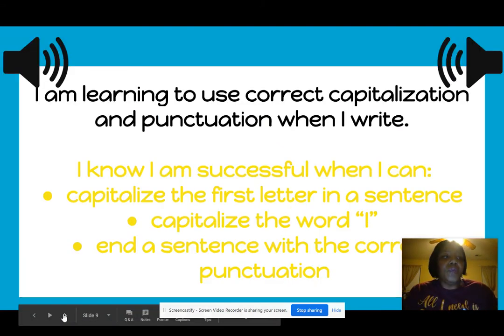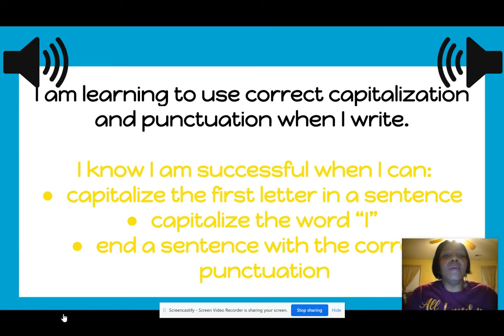Our learning intention for today, and you can echo me: I am learning to use correct capitalization and punctuation when I write. This is how you're going to know that you're successful today. You know that you're going to be successful when you can capitalize the first letter in a sentence, capitalize the word I, and end a sentence with the correct punctuation today. We've got a lot of work to do, but I know that you guys can do it today.